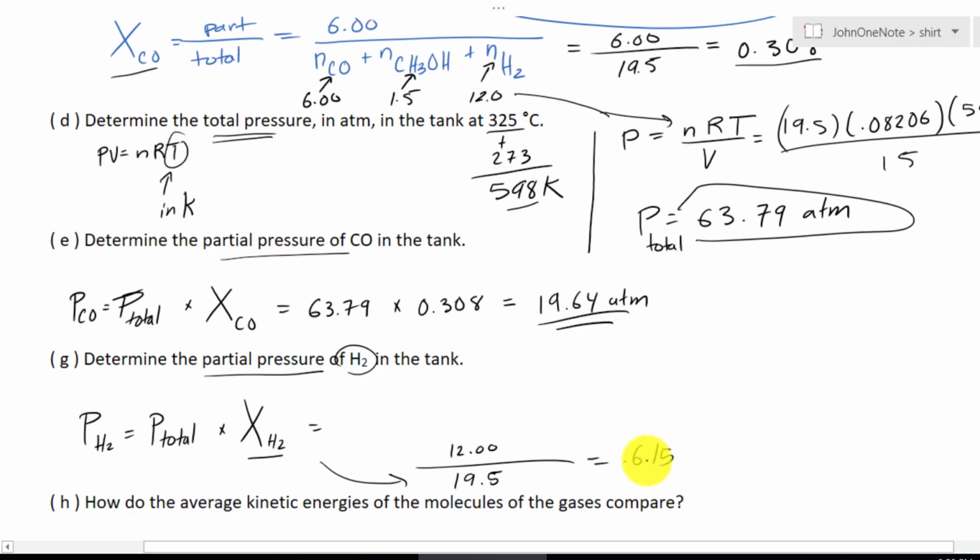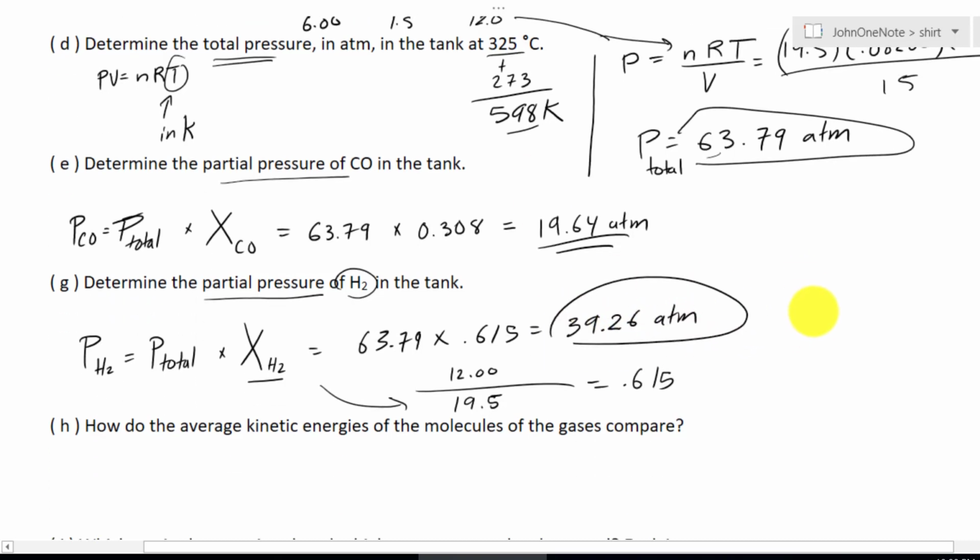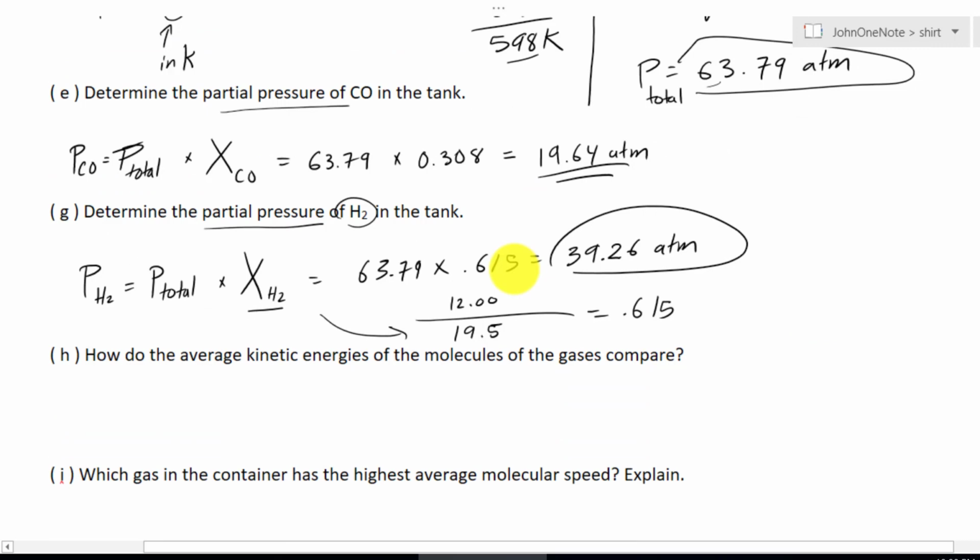0.615. So now we have the P total, which is 63.79 times 0.615. And this gives us the partial pressure for hydrogen, which turned out to be 39.26 atm. Ooh, that's a lot of pressure. Let's move on to the next problem.